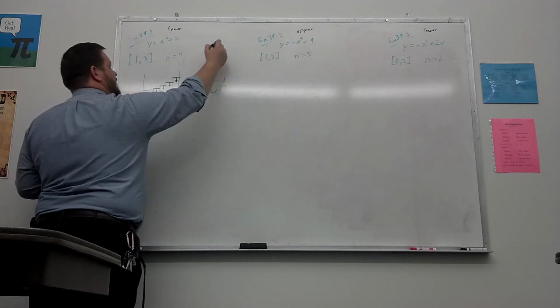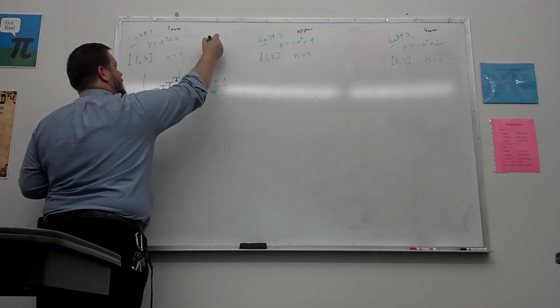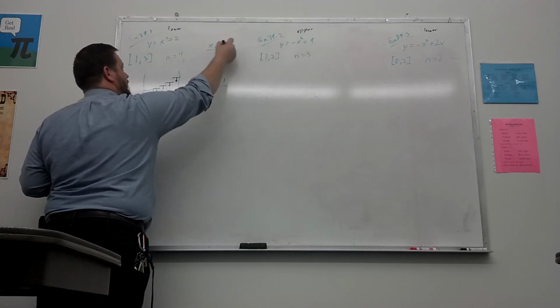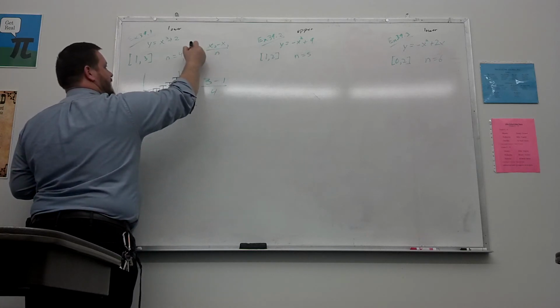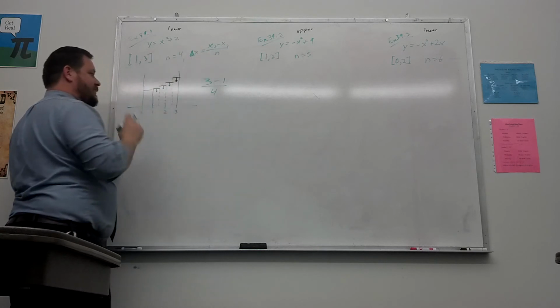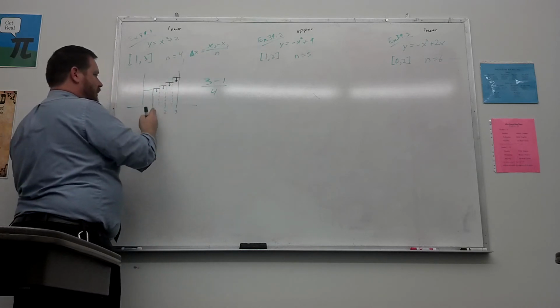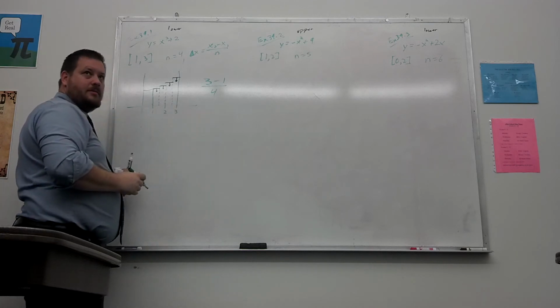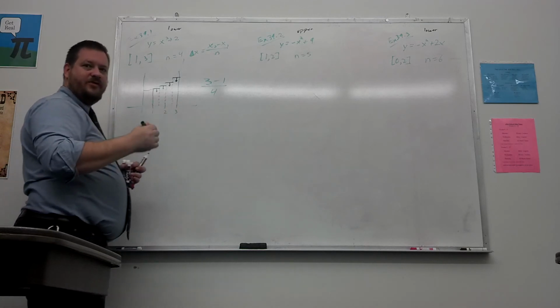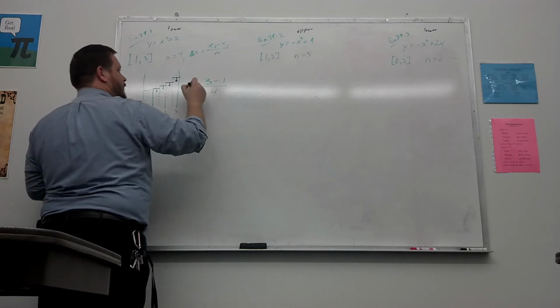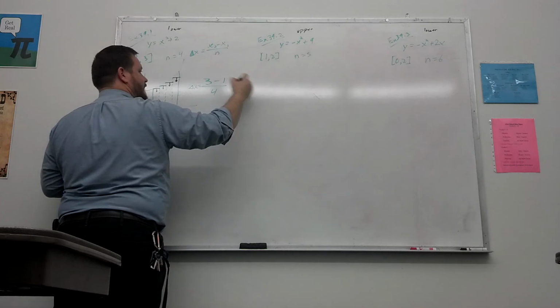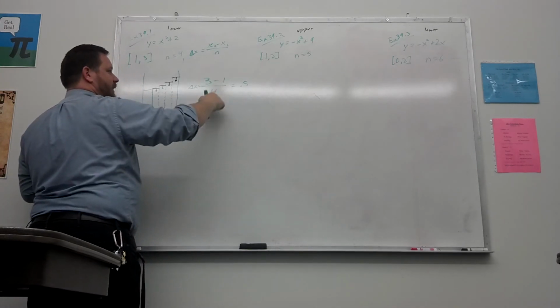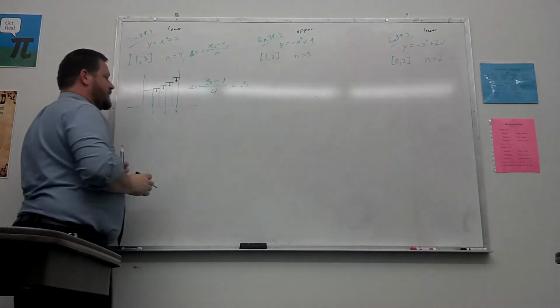So I could write this as x2 minus x1 divided by the number of rectangles. And I'm going to call that delta x. That's my change in x from one side of the rectangle to the next. So my delta x is going to be 0.5. 3 minus 1 is 2, 2 divided by 4 is 0.5, and so that's our delta x.